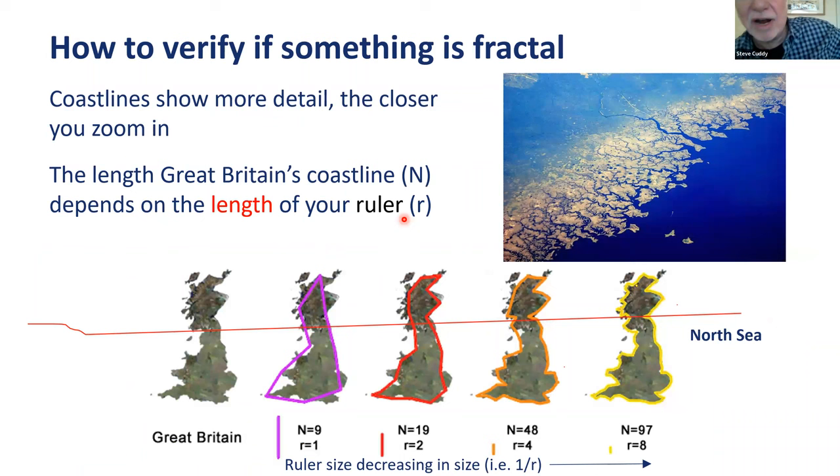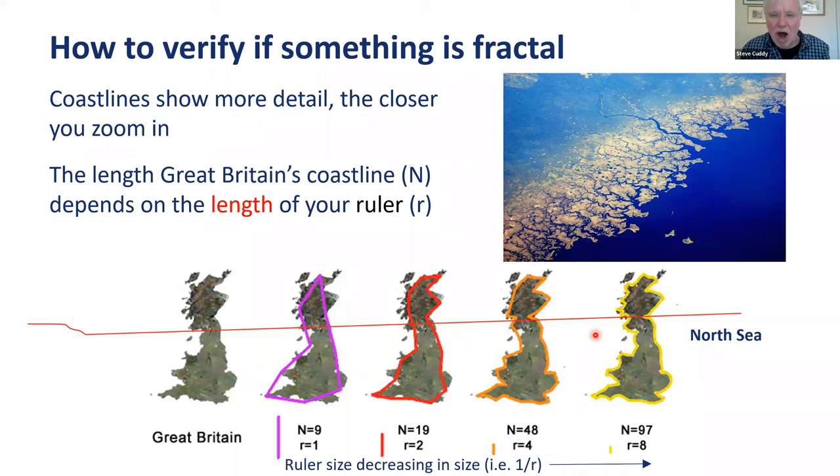Now, how do we verify that something is really fractal? Let me give you this example for measuring the coastline of Great Britain. You measure anything by having a ruler. So this is Great Britain. You go around with a ruler and you measure the distances. When you've got a very coarse ruler, you would measure the distance to be 9 units. Now, if you've got a smaller ruler, you go into some of the estuaries and you get a larger number for the coastline of Great Britain. So the smaller the ruler, the bigger the coastline.